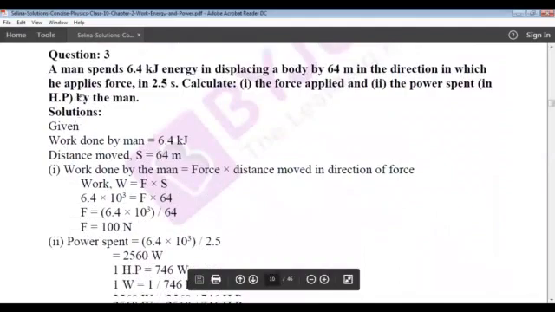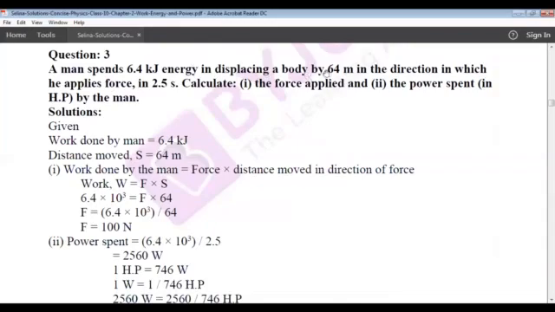Third one: a man spends 6.4 kJ of energy in displacing a body by 64 meter in the direction in which he applies force, in 2.5 seconds. Calculate the force applied and the power spent by the man. See here, work done by the man is 6.4 kilojoule.